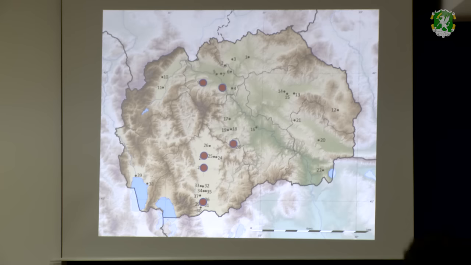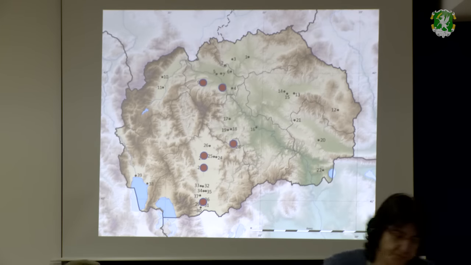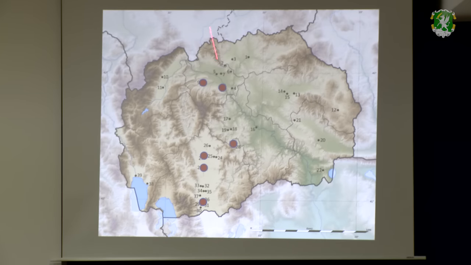So this is Govrlevo, this is Zelenikovo. They are quite neighboring sites, like Slavej, Topolčany, and Porodin in Pelagonia. And on the very periphery of Pelagonia is Rakle. So when we compare the neighboring sites, we see a lot of difference.